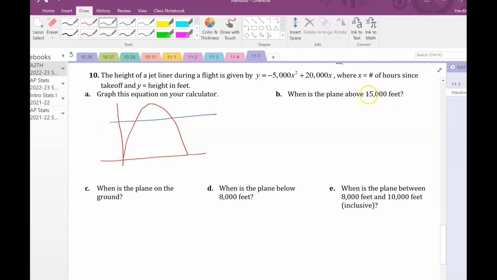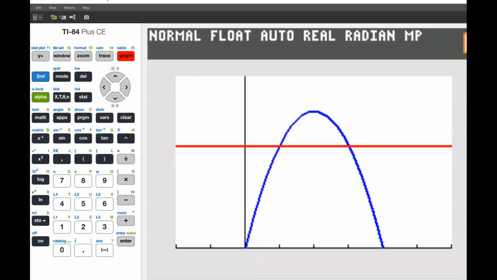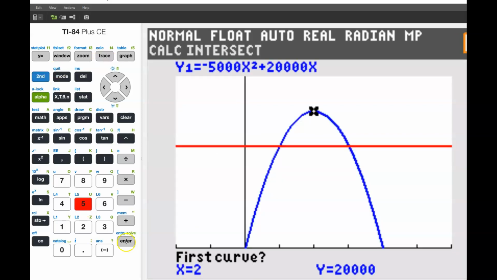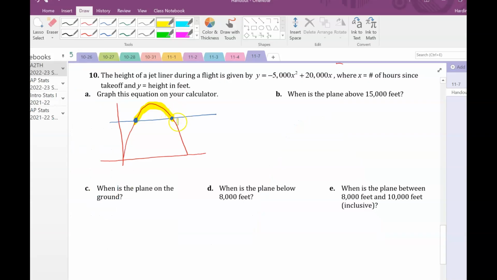And so then the question here, when is the plane above 15,000? Well, above 15,000 would be from this point to this point. Here's the point where the plane is that high in the air. So let's go back to the calculator and find those intersection points. Second trace, 5, enter, enter. See which one it finds for us first. The one there on the right is at 3. That's a good number. So this is at 3, comma, 15,000.